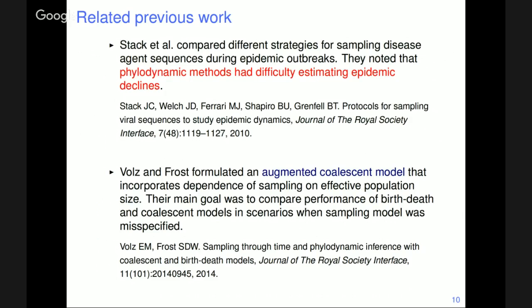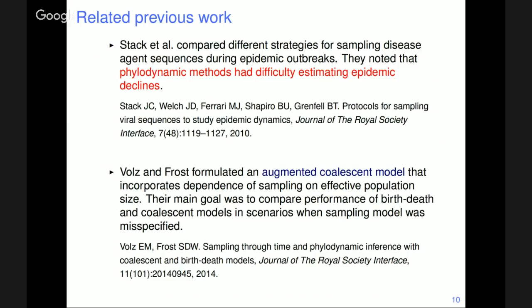And also, Volz and Frost were not interested, let's put it this way, in looking at the effect of preferential sampling on the estimation under the coalescent as much. They were more focused on this birth-death model.